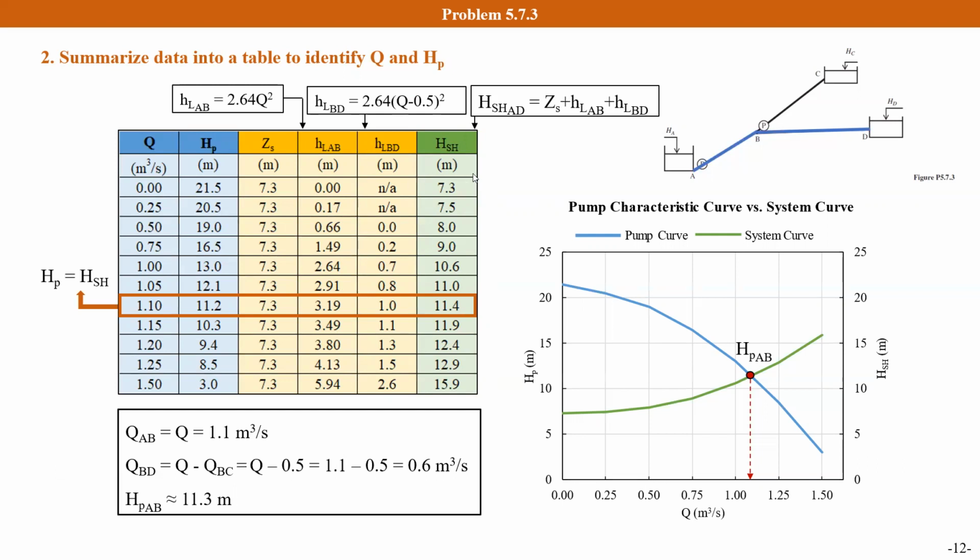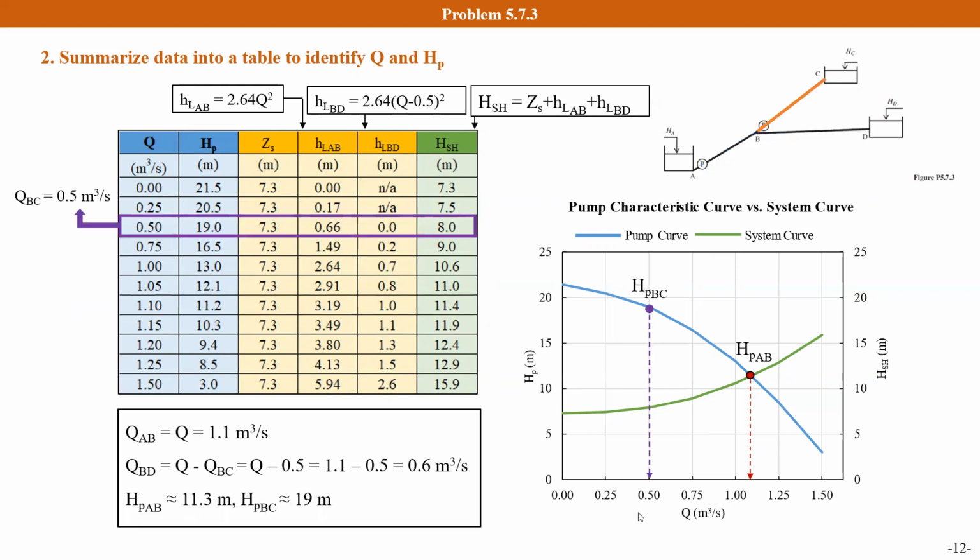And because the pump in pipe BC is identical with the pump in pipe AB, and we know that the flow rate in pipe BC equals 0.5, from this pump curve we could identify the head of the pump in pipe BC. It equals 90 meters.